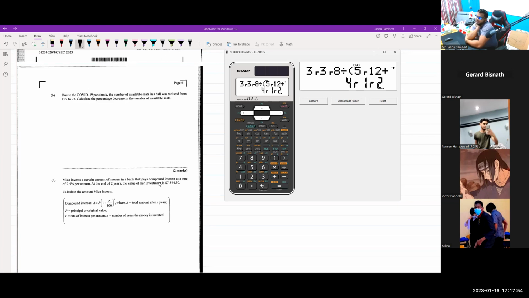Due to the COVID-19 pandemic, the number of available seats in a hall was reduced from 125 to 93. Calculate the percentage decrease in the number of available seats. So it decreased from 125, let me say by X%. So 125 multiplied by X over 100 is equal to 93. So that's how much it decreased by to get the 93.